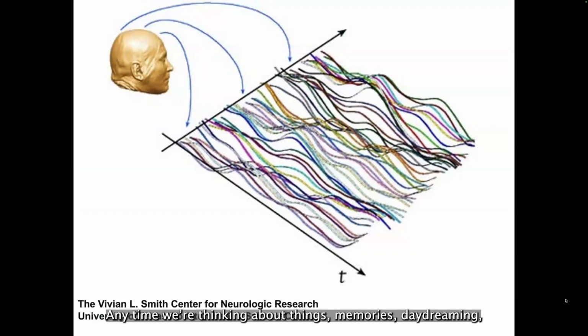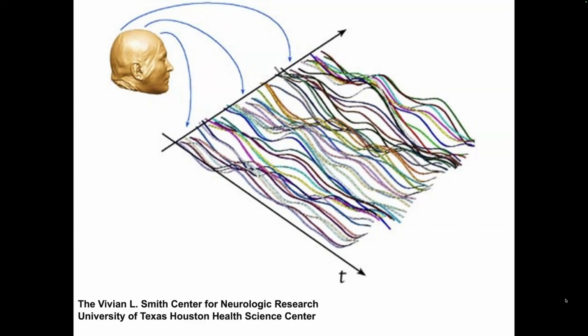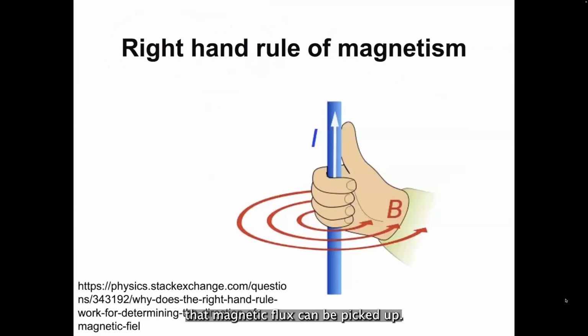Anytime we're thinking about things, memories, daydreaming, or active mental processing of math or reading a book, neurons are always firing, and we can pick them up. That magnetic flux can be picked up. And here's how. The right-hand rule of magnetism says the following.